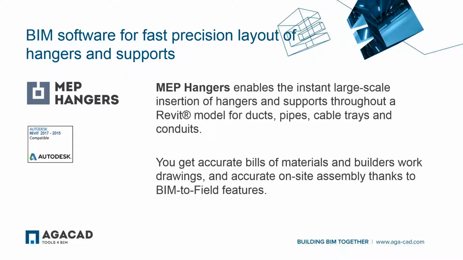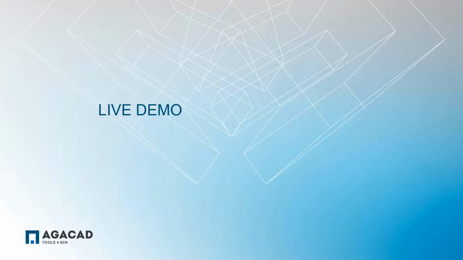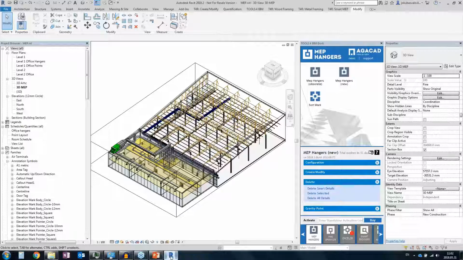We get an accurate bill of materials and builder's work drawings, and thanks to the BIM to Field features, we can export all the field points to a total station. So I don't want to just speak about everything literally, so I'm jumping to my Revit project.